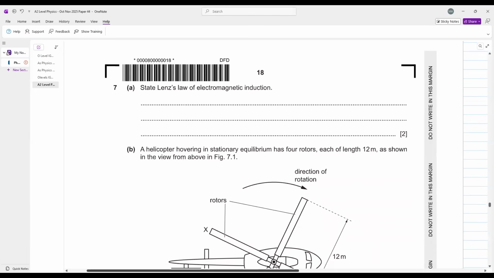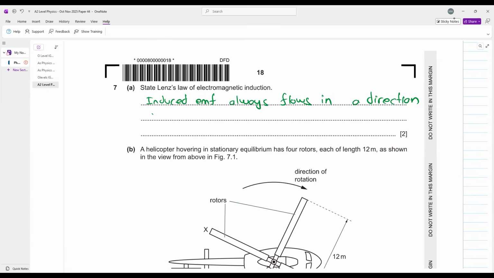State Lenz's law of electromagnetic induction. क्या कहता है Lenz's law of electromagnetic induction? Induced EMF always flows in a direction so as to oppose the change causing it. लिख दो यहाँ पे. Induced EMF always flows in a direction so as to oppose the change causing it. Induced EMF हमेशा उस डायरेक्शन में जाता है so as to oppose the change causing it. Simple.